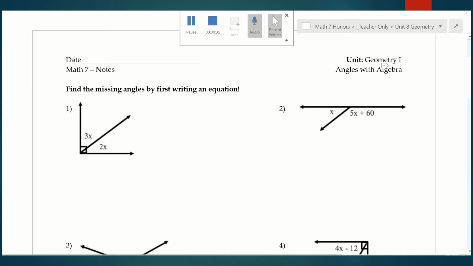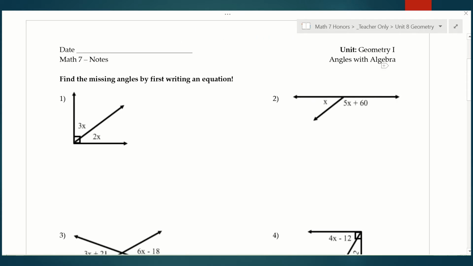If you look at the diagram in number 1, we can see that these two angles together are forming a right angle. So we know that those two angles are complementary, which means when we add them together, we get 90 degrees. Our equation should show exactly that. We would add the two angles that are given to us, and show that they equal 90 degrees.